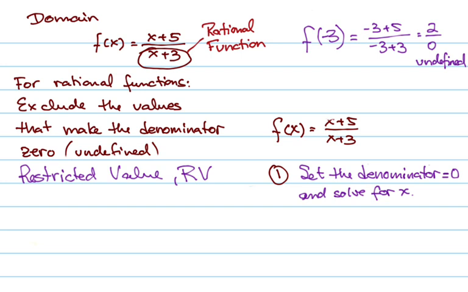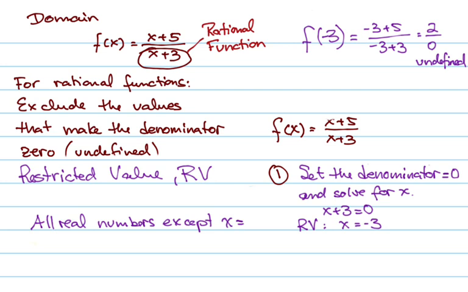So in this case, the denominator is x plus 3. You set it equal to 0. You solve for x, and you get x equals negative 3. That is your restricted value. Now, in English language, math is a language, it would be all real numbers except x equals negative 3.